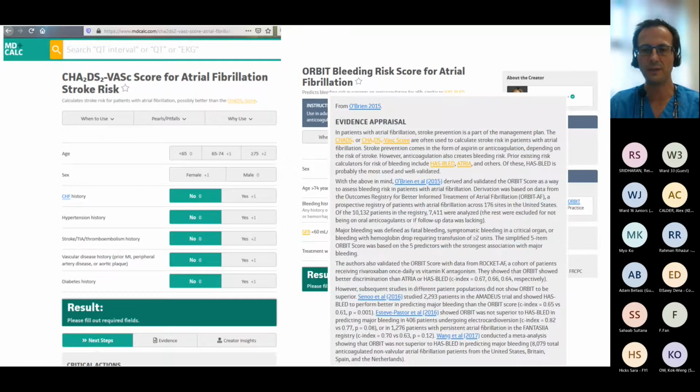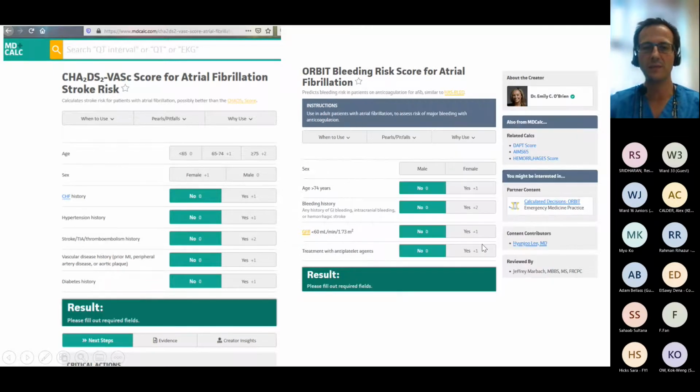If we look at the advantages of ORBIT over HAS-BLED, the C index is only 0.67 versus 0.64, so there's no significant difference really between the two. It seems a little bit much for everybody to learn a new system, but if you want to start learning what bleeding risk calculator to use, then learn the ORBIT one because it's possibly marginally better, arguably.